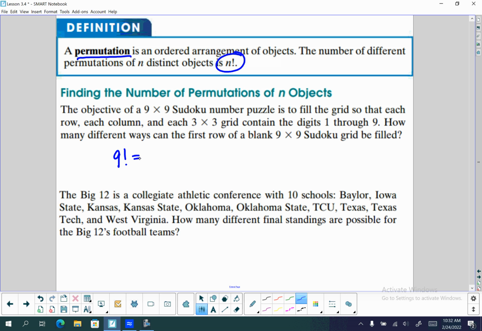All right, so let's see here. You should get 362,880. Make sense? Any questions? No? Okay. All right, I'm going to skip over that second example because it's pretty much the same thing.